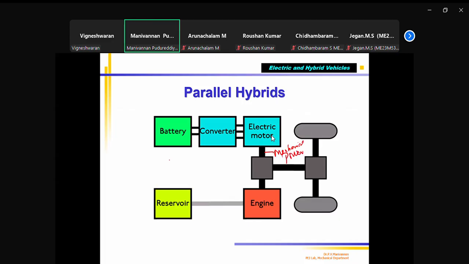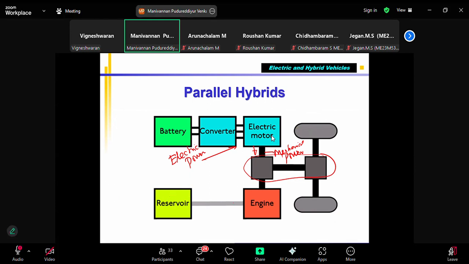Here, electric power is the input to the motor. Then the motor generates mechanical power, which is going to drive the vehicle or wheels through the transmission system. Simultaneously, you have your engine. It can be a diesel or petrol engine, and it will be supplied with the type of fuel that is required. Then it generates mechanical power.